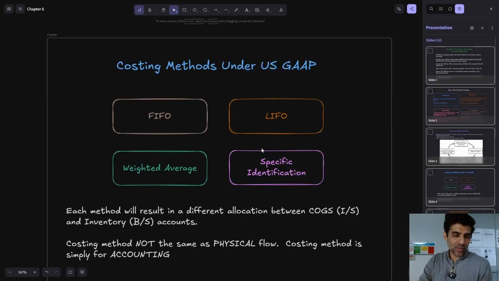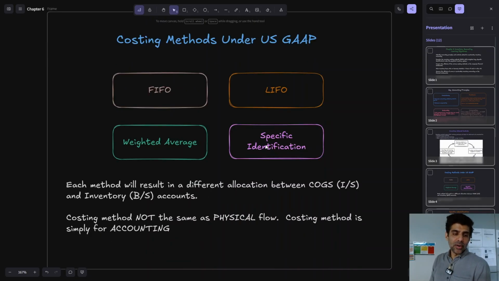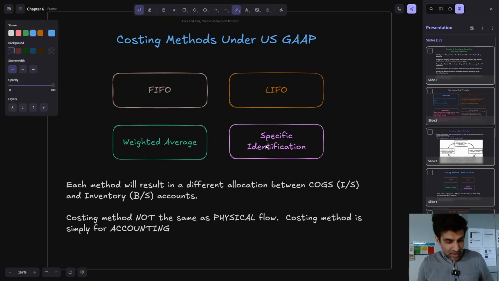Okay, so back to this costing method. There are 4 costing methods that are acceptable under GAAP. We're going to talk about these in detail. FIFO stands for first in, first out. LIFO stands for last in, first out. Weighted average and specific identification.